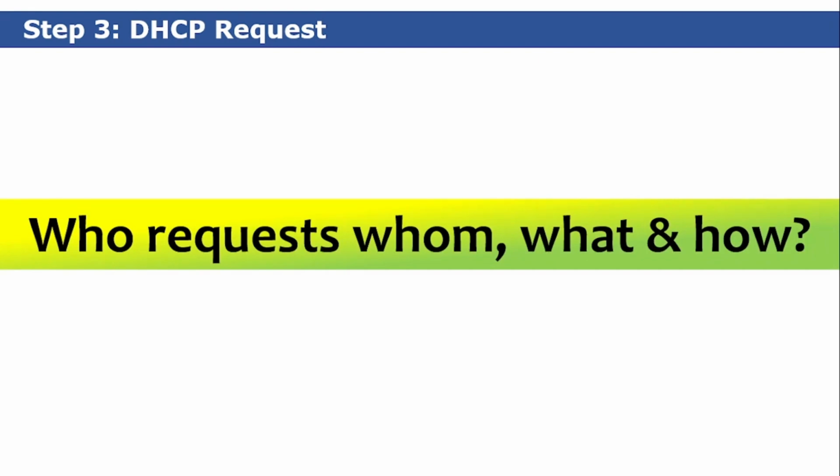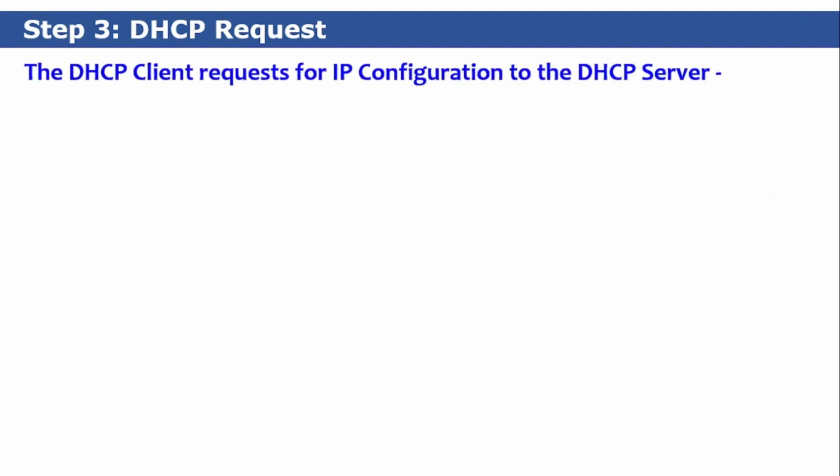Step number 3, DHCP request now. Now the server has offered IP configuration to the DHCP client. Now the DHCP client will request the IP configuration. So who requests whom, what, and how? The DHCP client requests the IP configuration from the DHCP server.